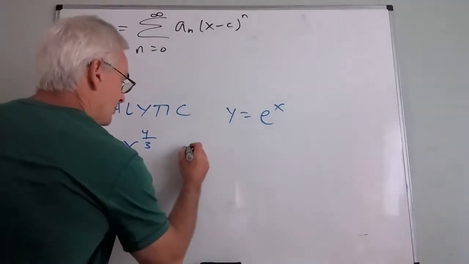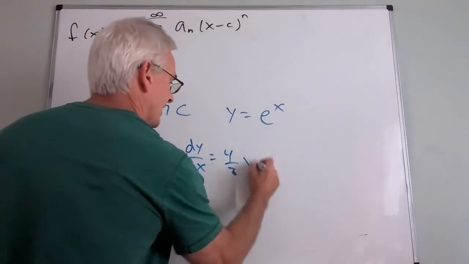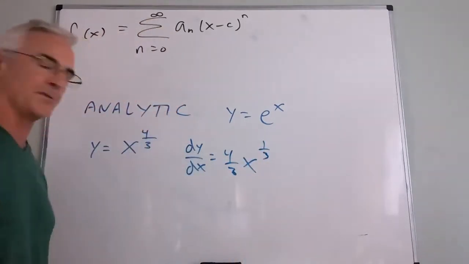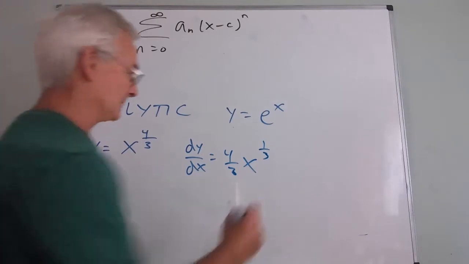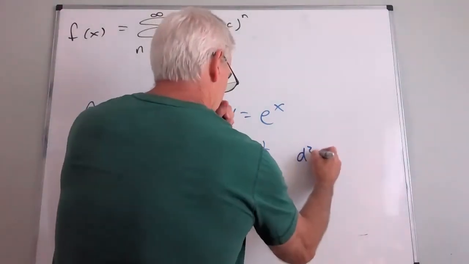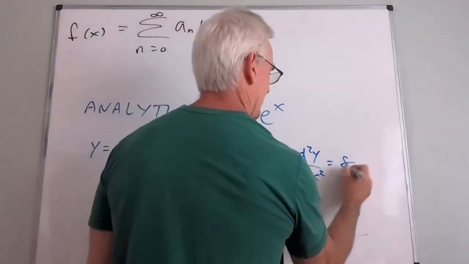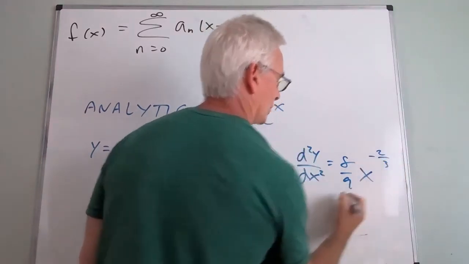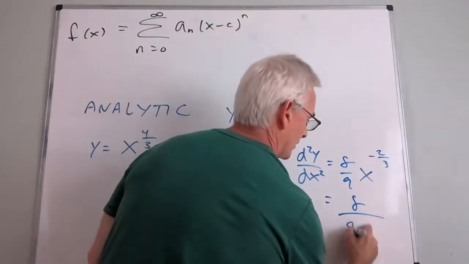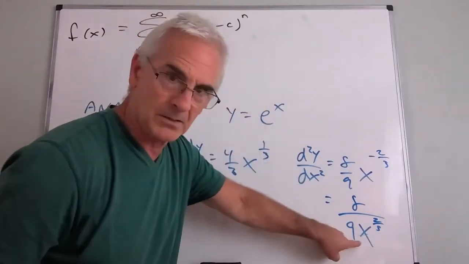Now, the first derivative is 4/3 x to the 1/3. It's still defined for all real numbers. The problem is the second derivative. What's the second derivative? It's 8/9 x to the negative 2/3, or 8/9 over x to the 2/3. Does this ever have a problem? Yeah, at 0.